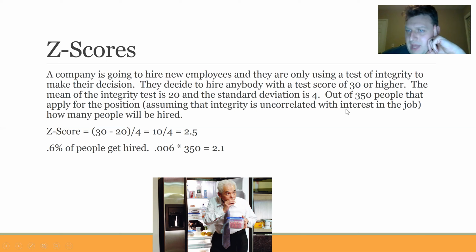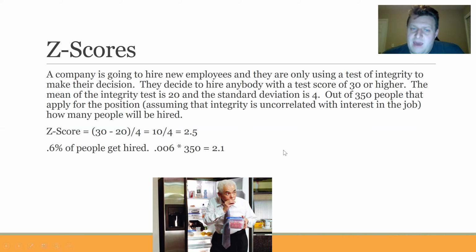350 people apply for the job. So we're going to convert this back to a proportion, 0.006, and multiply it by the number of people, which is 350. 350 people are going to apply to the job. What is 0.6% of those people? Well, we'll do this multiplication, and we find that it's 2.1.